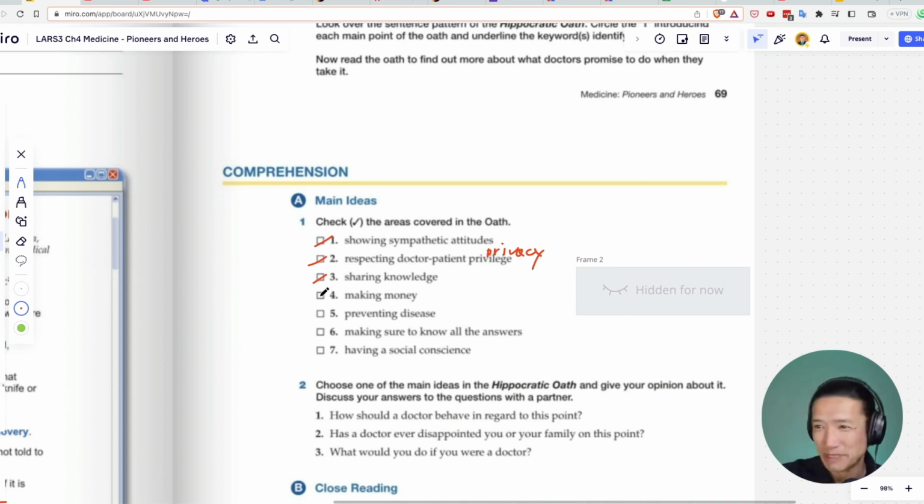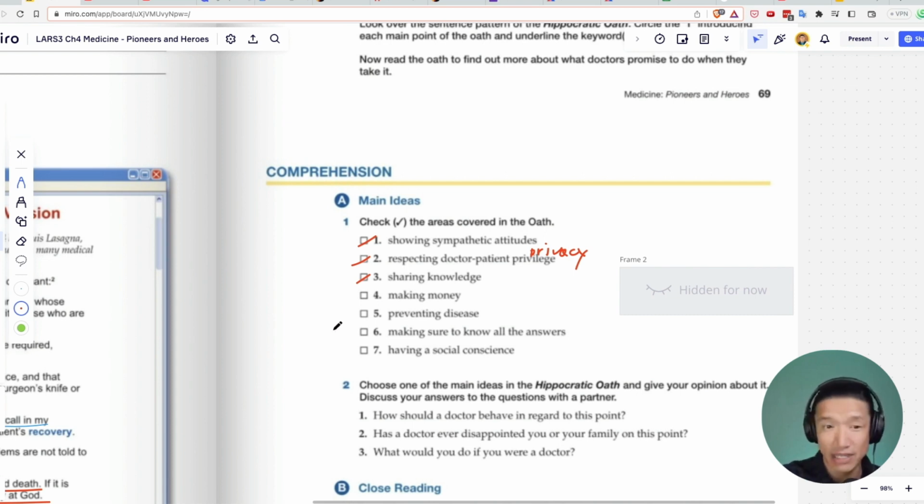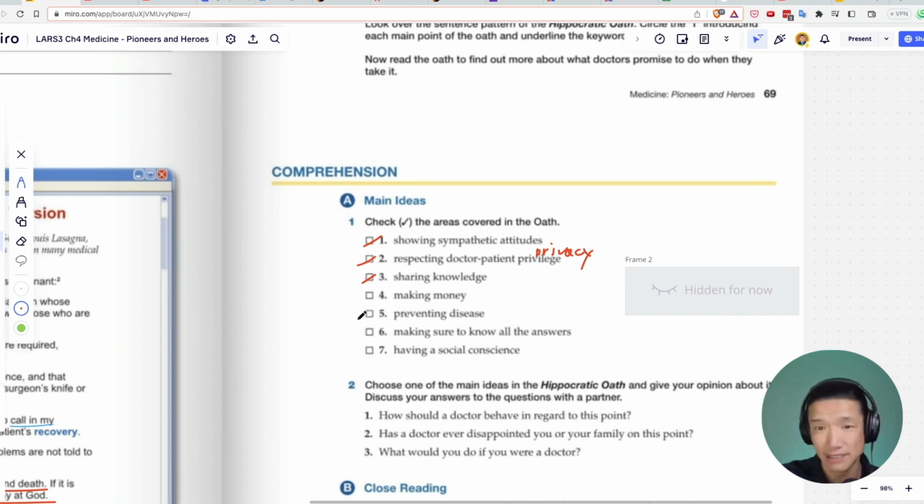I mean, yes, it should be, but it doesn't specifically say anything about making money or giving up your money, or doing this job not for money, but more for something. It doesn't say that, right? Preventing disease, so not just curing, right? We want to prevent the disease before it happens.